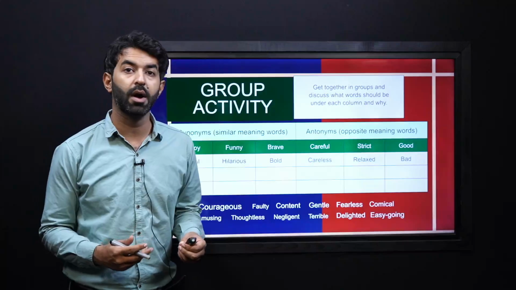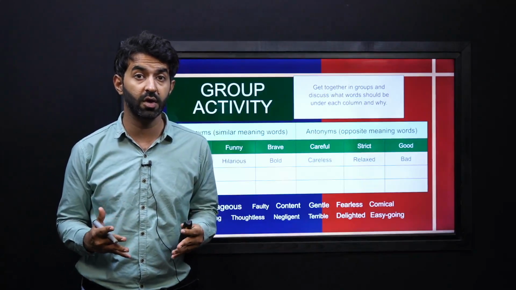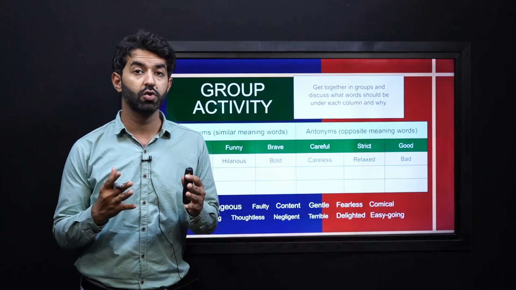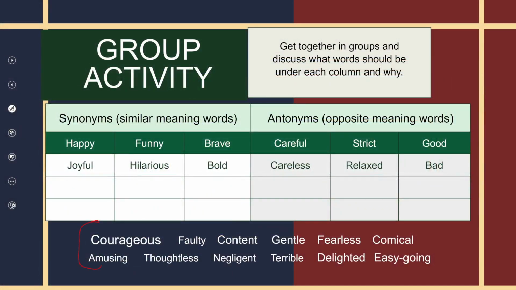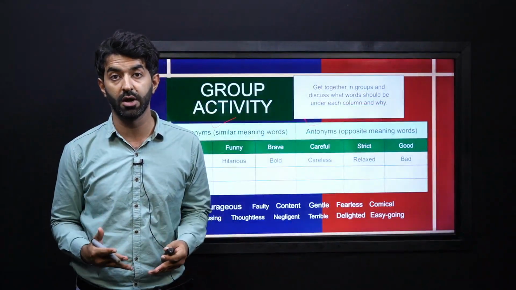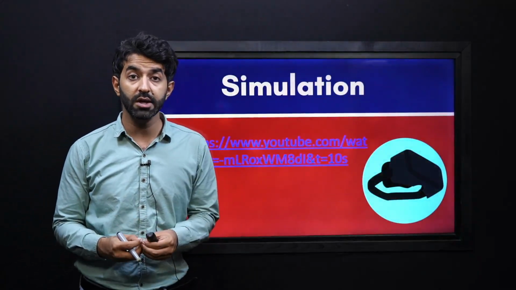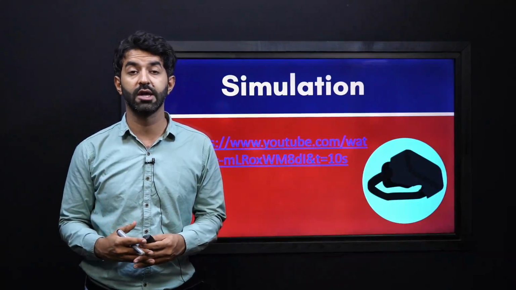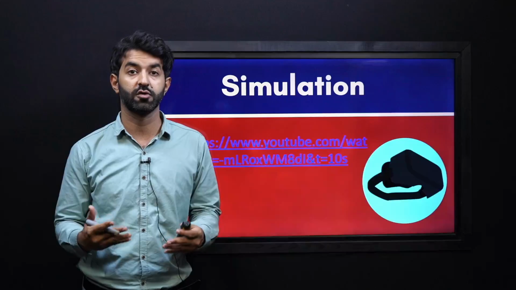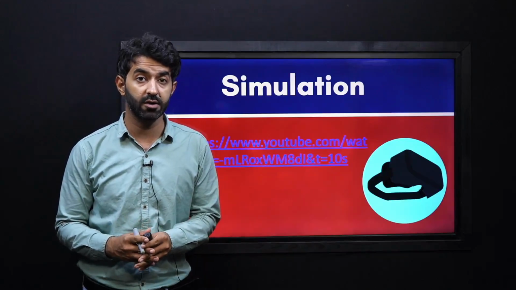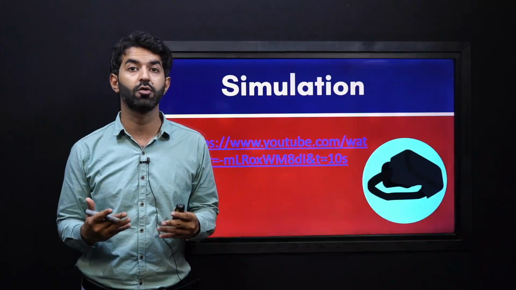And now we are talking about a group activity that you can do together in pairs or in different groups. You take all these words mentioned over here and find the synonyms and antonyms together. Get together in groups and discuss what words should be under each column and also the reason why it should be there. Now, you can see that here is a simulation link that you can play later on to understand more about how dictionary or thesaurus works and how you can get the desired information easily and quickly.